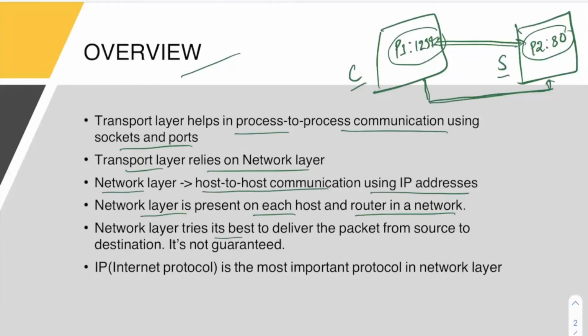Network layer tries its best to deliver the packet from source to destination. It's not guaranteed. Network layer will never guarantee that it will pass the data from this client to the server. It will make its best effort, but there is no guarantee. If you want a guarantee, then you can use the TCP protocol of transport layer, and then use the network layer to deliver the packet. In that case, TCP will take care that whatever data is there should be delivered to the destination.